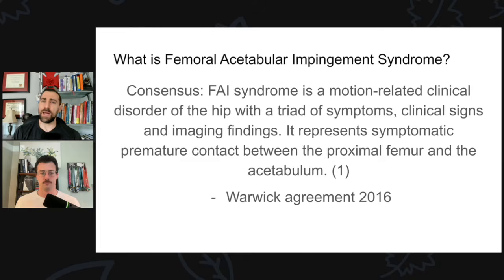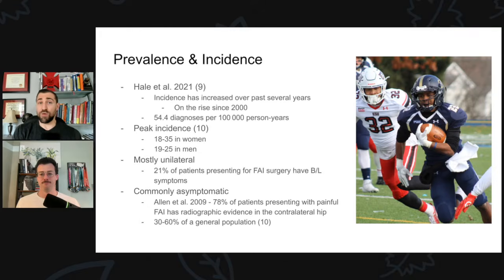And the reason why they created this definition was because there are a lot of folks who have asymptomatic issues within the hip. We'll talk about what those are in a minute, and they have no symptoms whatsoever. So in order to diagnose FAI, you need to have these three things there from a diagnosis perspective. Let's talk a little about prevalence and incidence. So this is coming from a study from Hale et al.